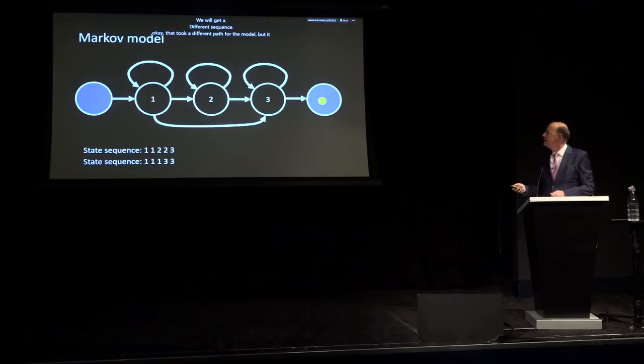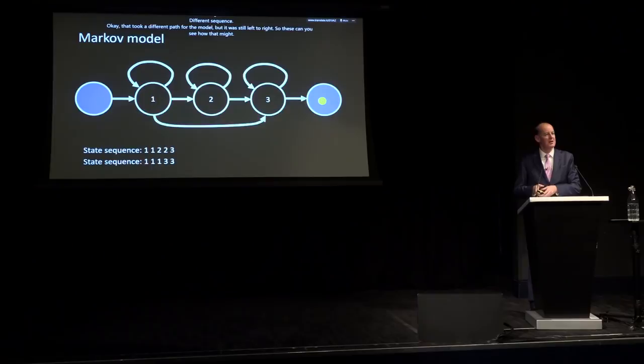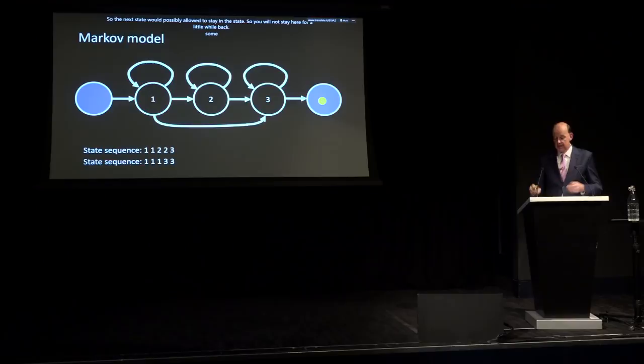Can you see how that might be useful for the model I was thinking about of the waveform? You're bouncing from each one of these states to the next state. Well, possibly you're allowed to stay in the state, so I might stay here for a bit. Oh, I'll bounce along to the next one, and next one, and next one. That's the basis of the Markov model idea.